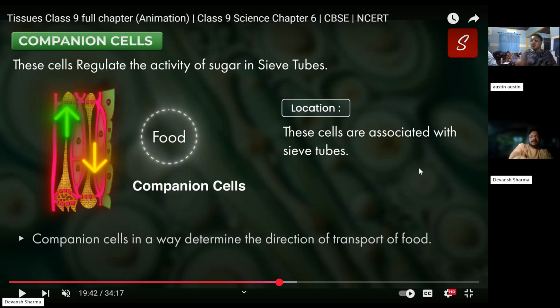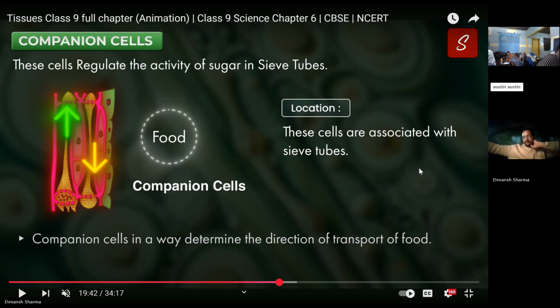Write the function of companion cell. Number one, it determines the direction of transport of food. In which direction the food should be transported, meaning is it required in the roots or at the shoots? That is done by the companion cell.